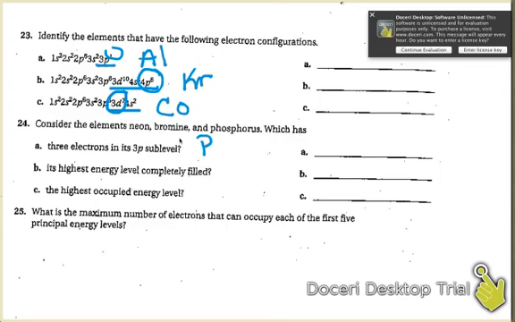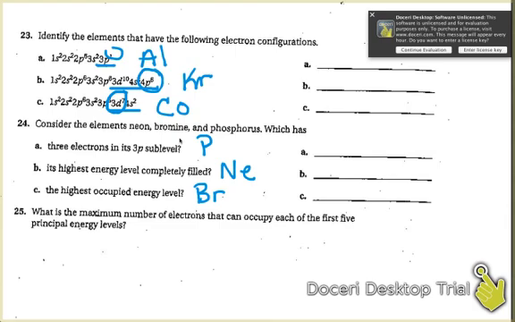Okay, so let's look at B. B says its highest energy level is completely full. Well, that means we have to be talking about a noble gas. The only noble gas listed there is neon, which has the 2nd energy level completely full. C says who has the highest occupied energy level? Well, bromine is down there in 4p, which is higher than phosphorus, which is in 3p, which is higher than neon, which is in 2p. So I'm going to go with bromine.